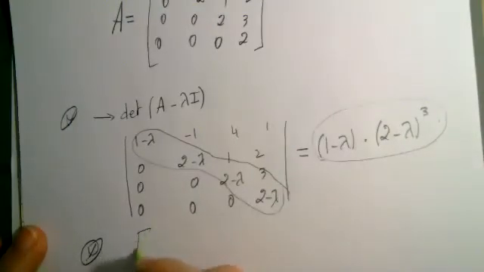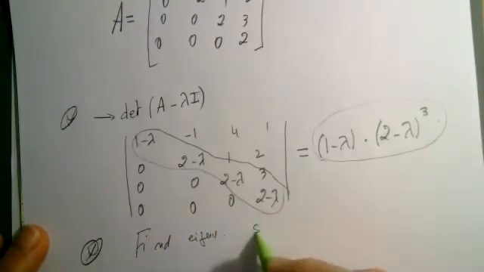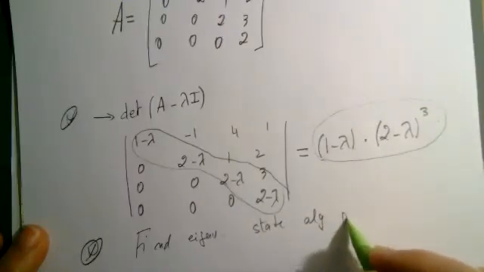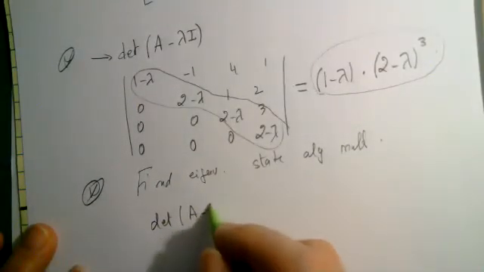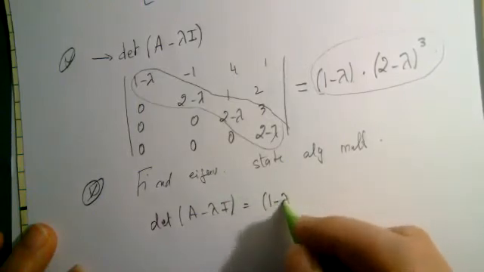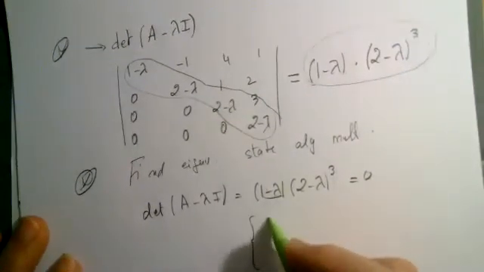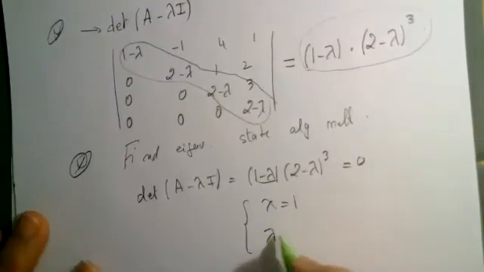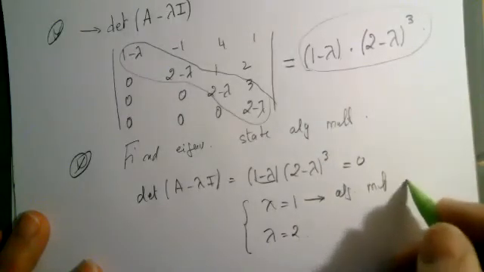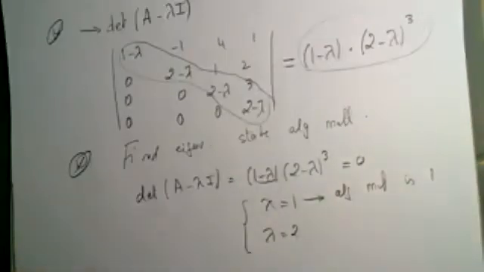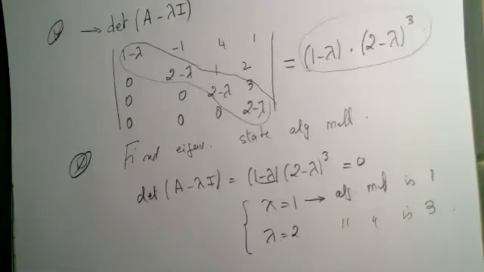Question number 2 is find the eigenvalues and state their algebraic multiplicity. So finding the eigenvalues means we need to solve the characteristic equation. Of course, I gave a simple scenario. Setting it equal to 0, one solution is given by lambda equal 1, another lambda equal 2. For lambda equal 1, the algebraic multiplicity is 1, because I cannot factor anymore. For lambda equal 2, the algebraic multiplicity is 3. So that's what we mean by algebraic multiplicity.